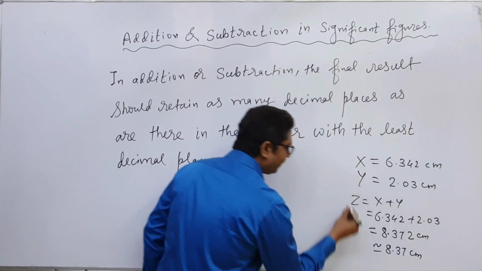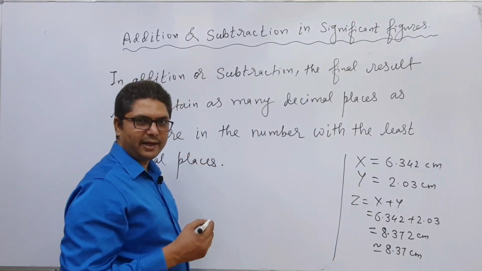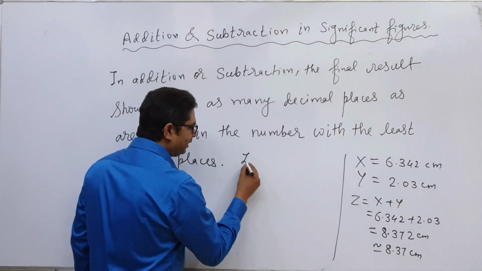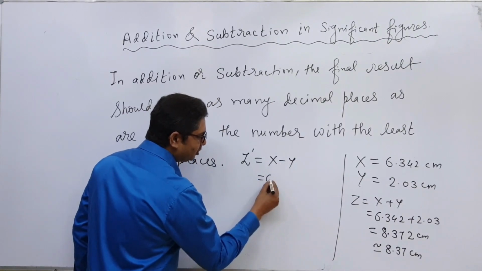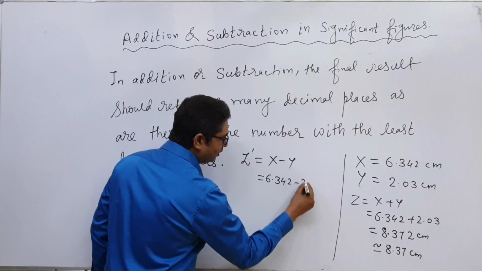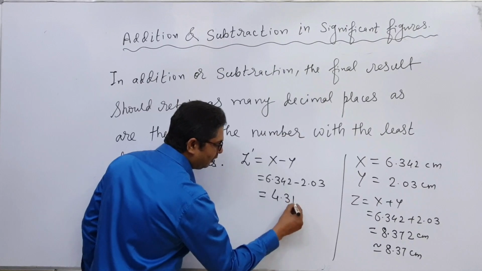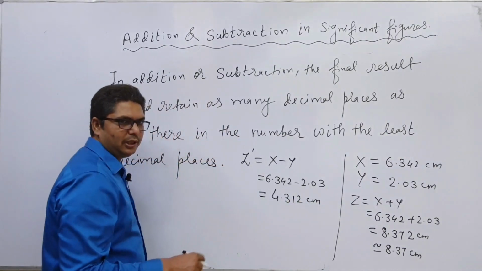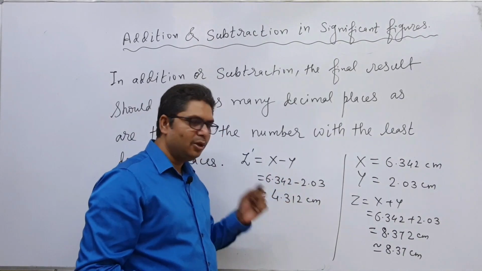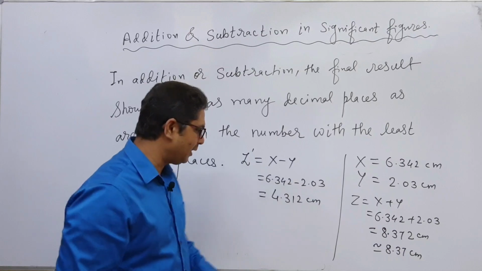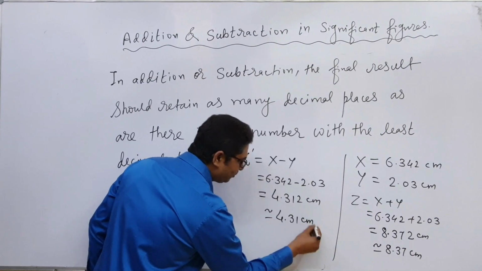So you get 8.37 centimeter. Now suppose I want to know what is the subtraction of x and y. So you have z dash is equal to x minus y. So you have 6.342 minus 2.03. The subtraction comes to be 4.312 centimeter. Now again you see that here y has 2 decimal places and x has 3 decimal places. So the answer should be written in 2 decimal places. So you have to round it and it comes to be 4.31 centimeter.